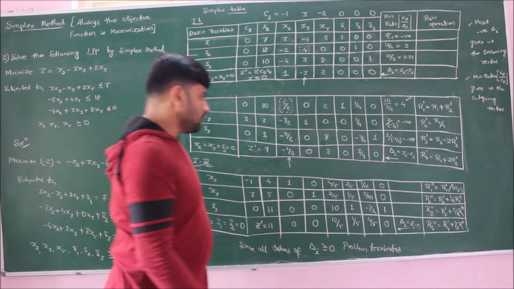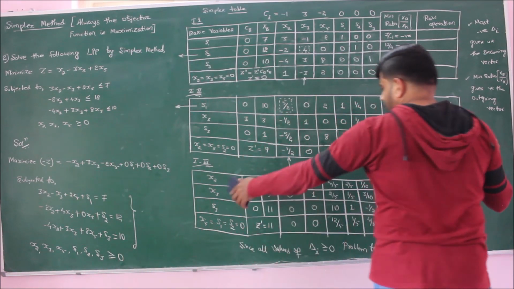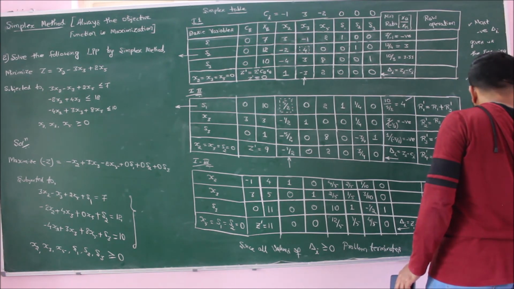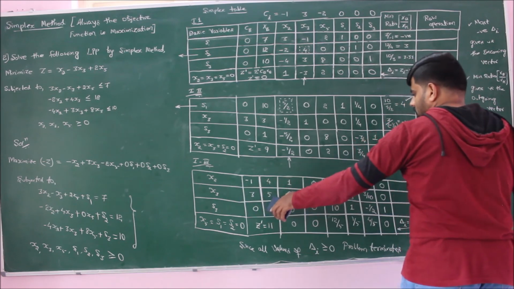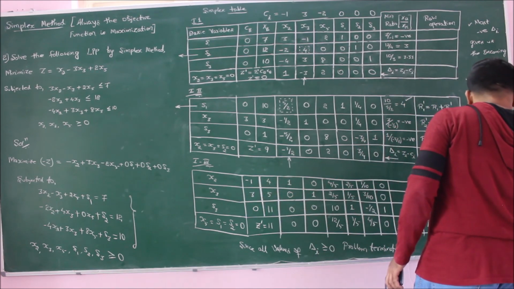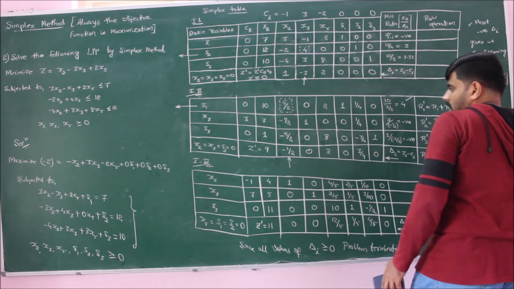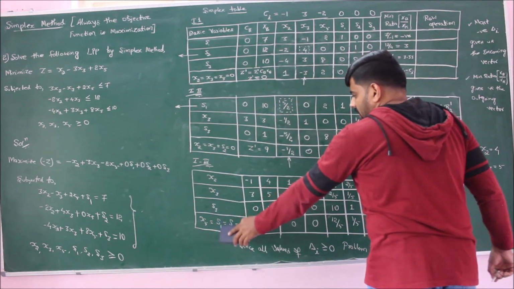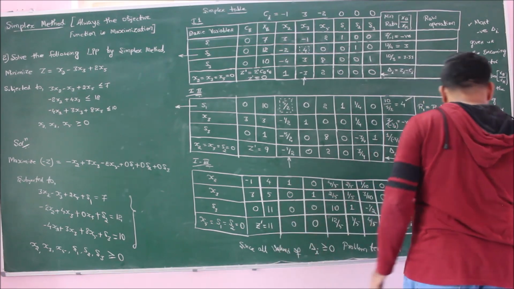Hence the solution for the problem is x2 is equal to 4, x3 is equal to 5, and also we should calculate x1. x1 has not entered the table, so x1 is equal to 0.